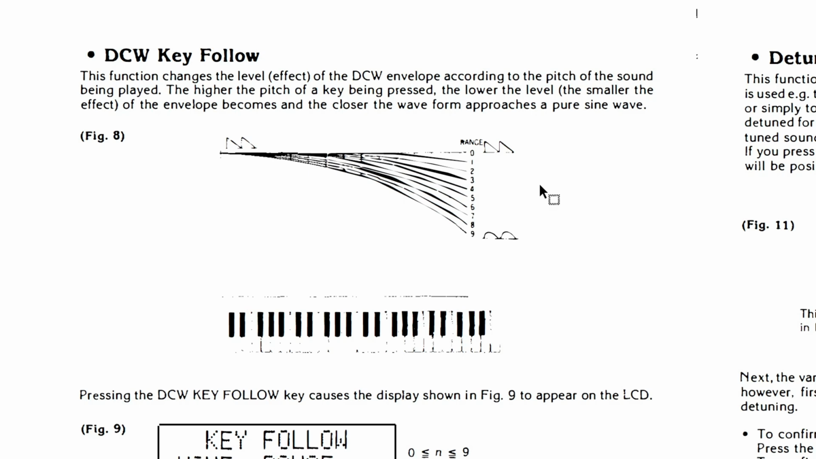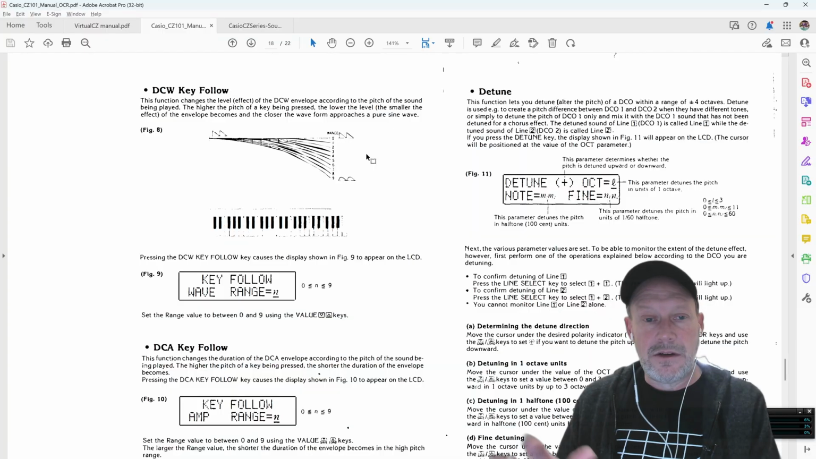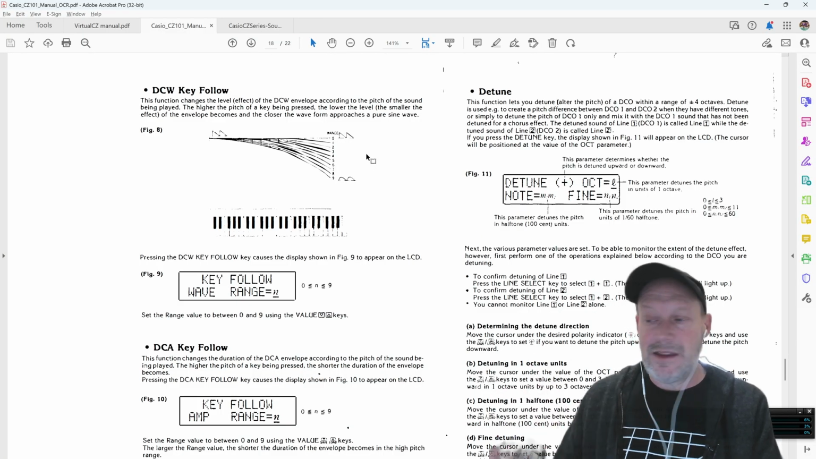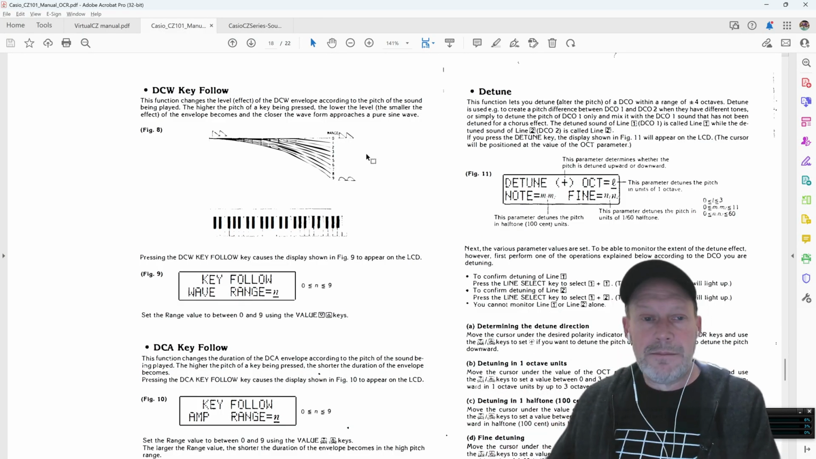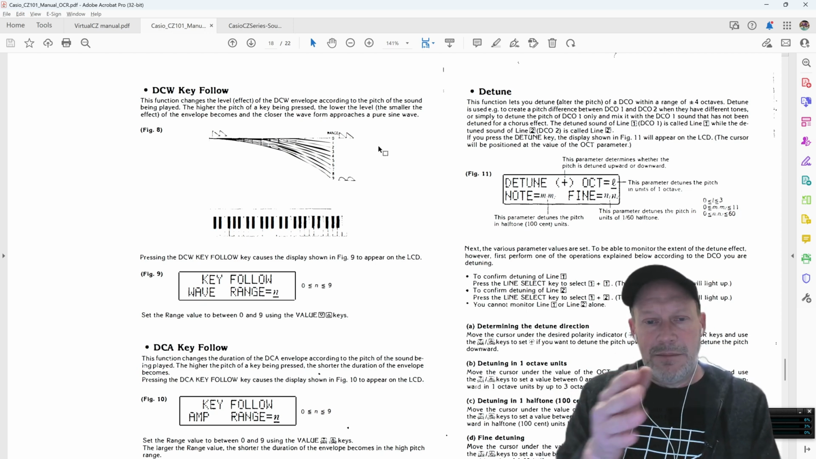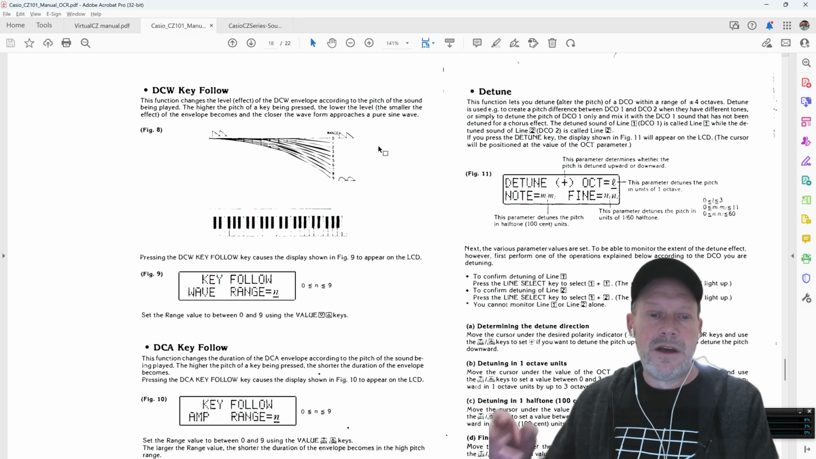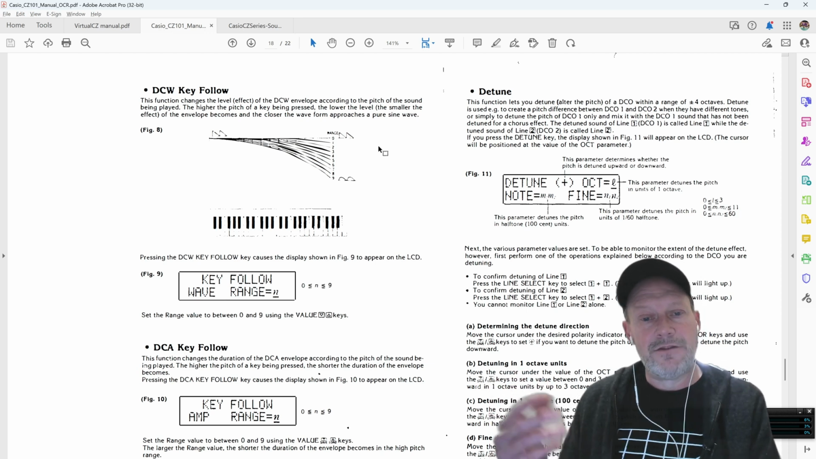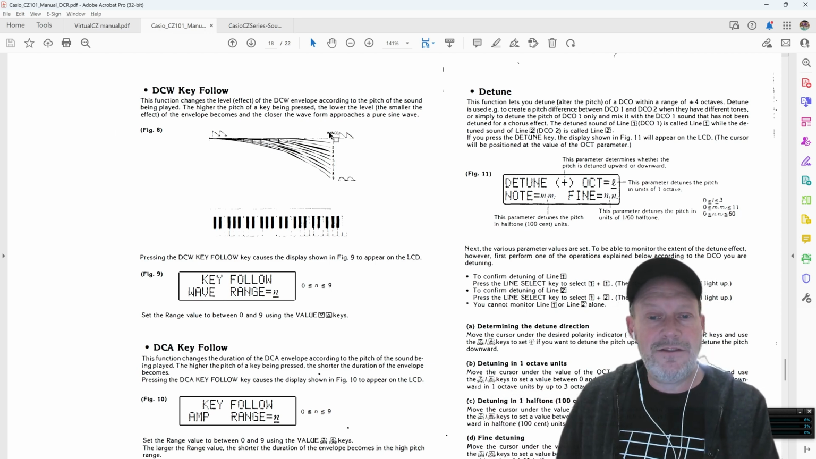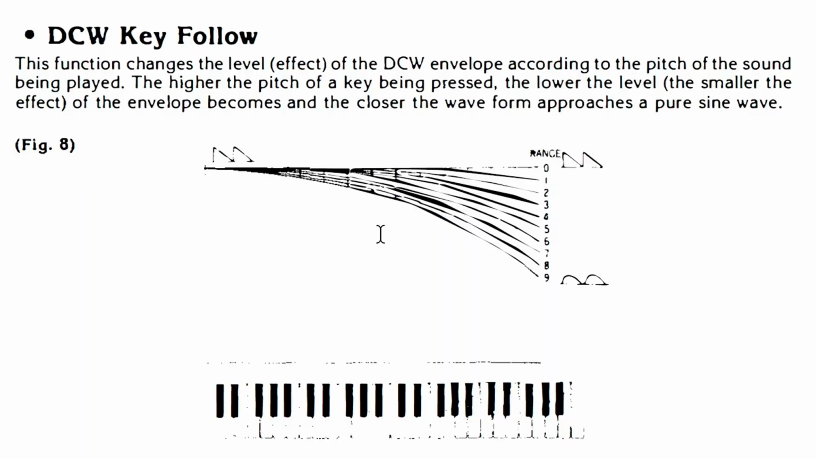Today, I'm thinking about the Korg R&D synths here, but they have filter track, and they also have a filter track ramp that you can control, so you can change the way these things go. But in acoustic instruments, as the pitch goes higher, the waveforms become less pronounced. They have fewer harmonics. DCW key follow was a way of approximating this. And since it's there, you tend to use it.